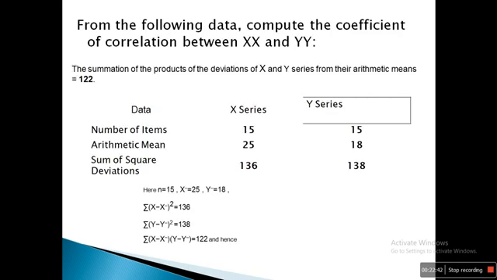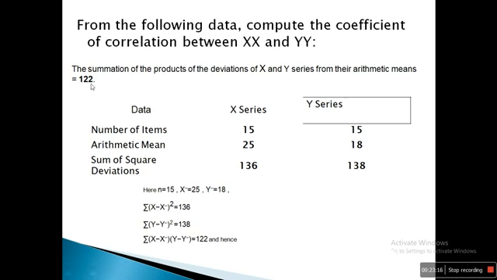Let's come to example 3 and understand one more numerical where we get a few variables in terms of numbers, and we just have to substitute the values of the variables and we can calculate the correlation coefficient. Now in this case you can see the summation of the product of deviations of x and y series from their arithmetic means is 122. So this is one value we got.